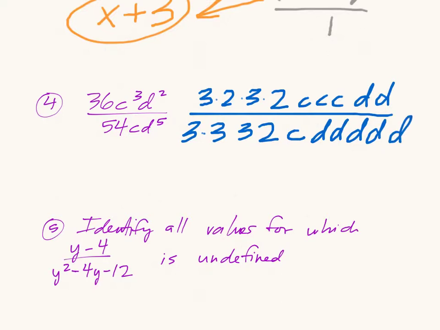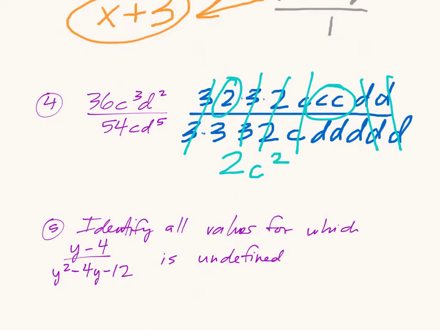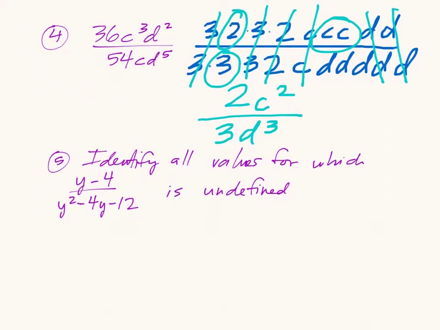We are factored. What's next? Cancel. I got some 3's. I got some 3's. I got some 2's. C over C. D, D. What's left? I have a 2, C squared, 3 in the denominator, D cubed. If you remember your exponent rules, again, that's another way you can do that problem too, a little bit quicker.